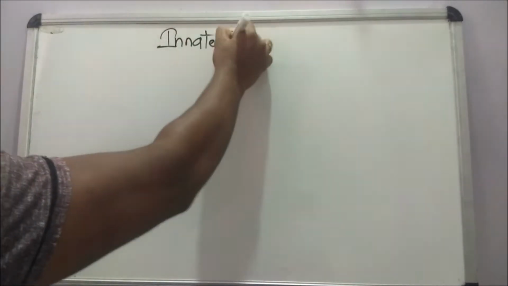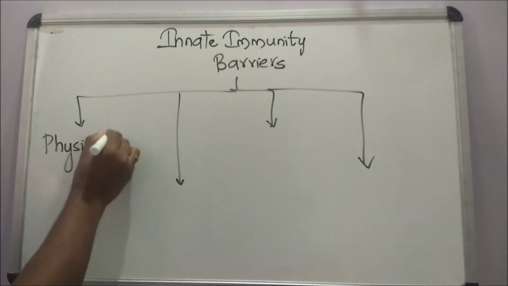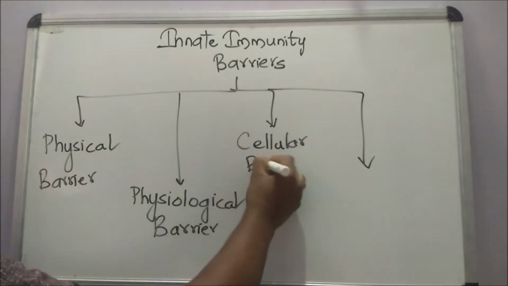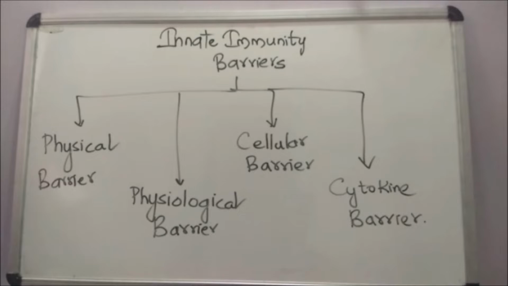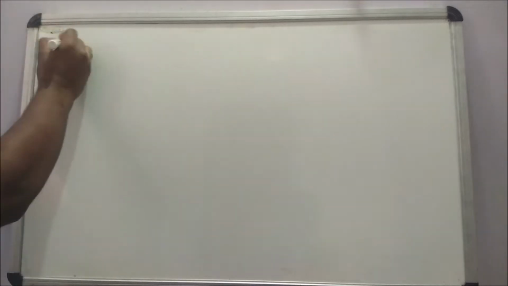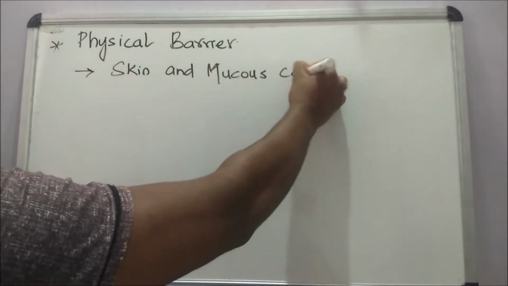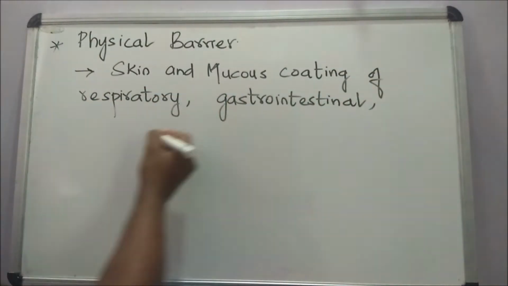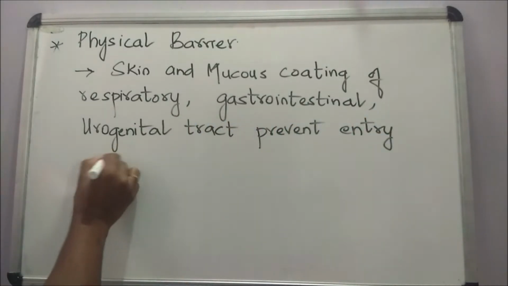There are four types of barriers under innate immunity. First one is physical, the second one is physiological, the third one is cellular, and the fourth one is cytokine. Now let's learn about the barriers and where they are present in our body. Physical barrier: it is present in the skin and the mucosal coating of the respiratory, gastrointestinal and urogenital tracts, which prevents entry of microbes or pathogens into our body.